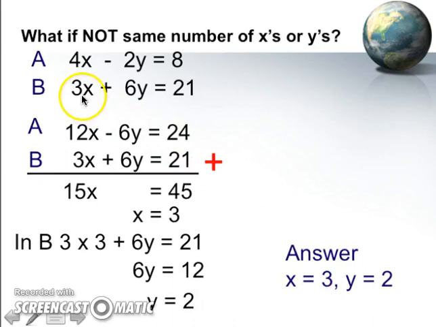Let's double check. 3 3s are 9, 2 6s are 12, 9 plus 12 is 21, 4 3s are 12, 2 2s are 4, 12 minus 4 is 8, and everything's happy.